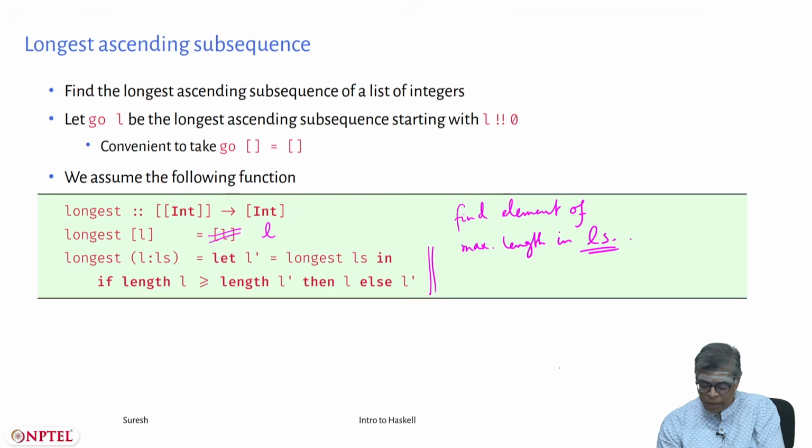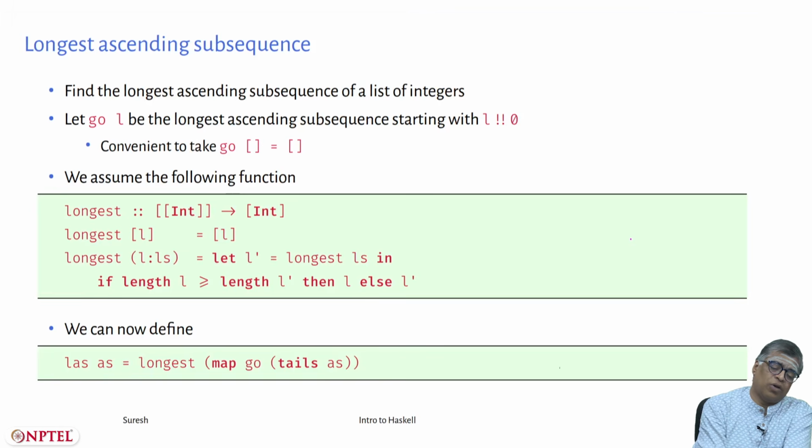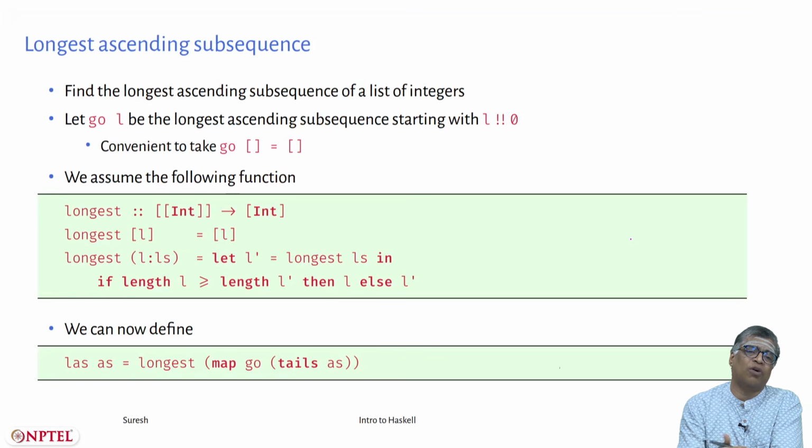Okay, that is what we are doing. So now you can define your LAS of A's, longest ascending sequence of A's, as longest of map go tails of A's. Okay, because go is the right. So what are we really doing?